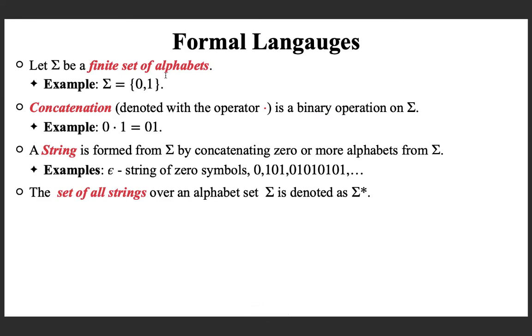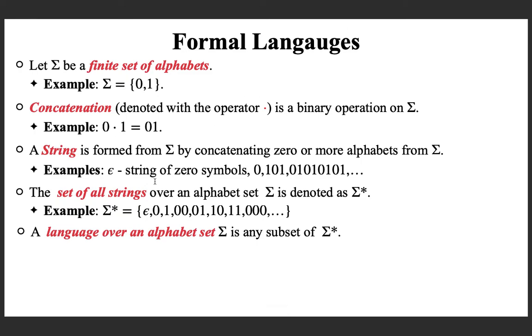And given an alphabet set sigma, sigma star denotes the set of all strings over sigma. For example, if sigma is the binary alphabet set, then sigma star is the set of all binary strings. Strings of length 0, unique, epsilon. Strings of length 1, strings of length 2, likewise. The set of all binary strings is sigma star.